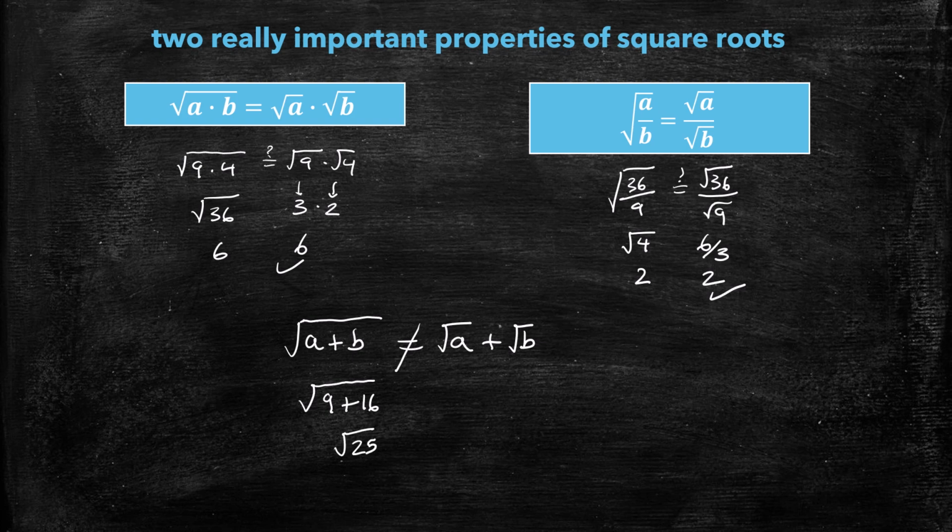So that side works out to be 5. But if we did these separately, if we were curious as to whether that's equal to the square root of 9 plus the square root of 16, is that equal? We get 3 plus 4, 7, not equal. Therefore, do not commit this to memory, but also don't make this mistake.